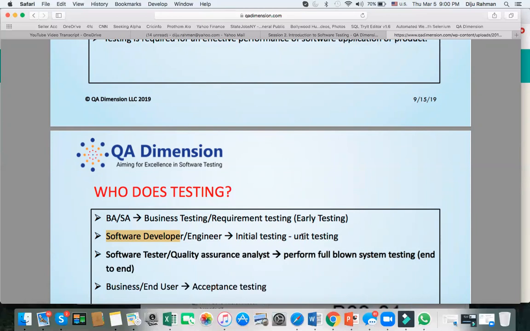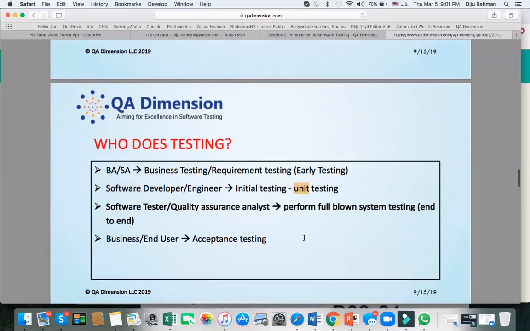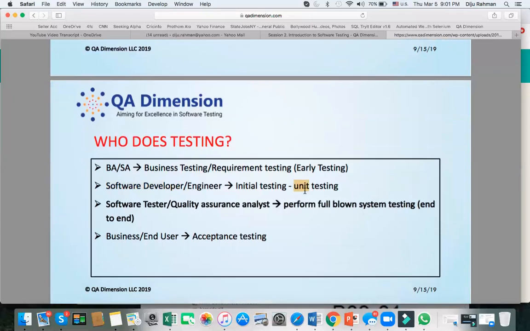Whenever they code something, they look at the code and see, okay, this code looks like it's going to work fine, and they do basic testing. Basic means they're not going to run through their entire code. They're probably going to run through some chunk of code that they wrote. That is called unit testing. Make sense? Unit testing is also called code-based testing.